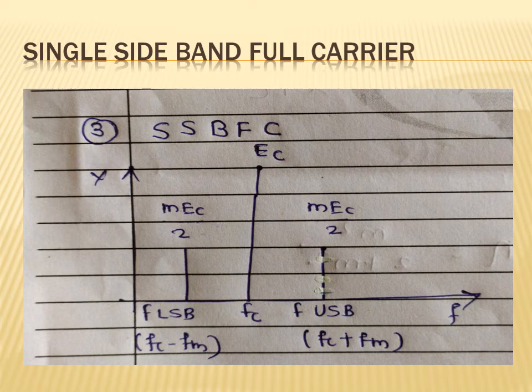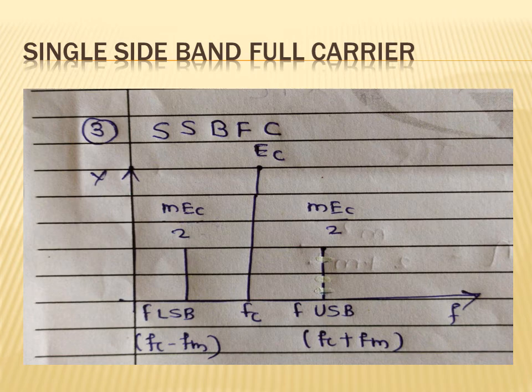Next one is the single sideband full carrier. The name suggests that there is a single sideband and the full carrier is present. So either the LSB is present or the USB is present. Here I have shown the LSB, and the USB is suppressed.